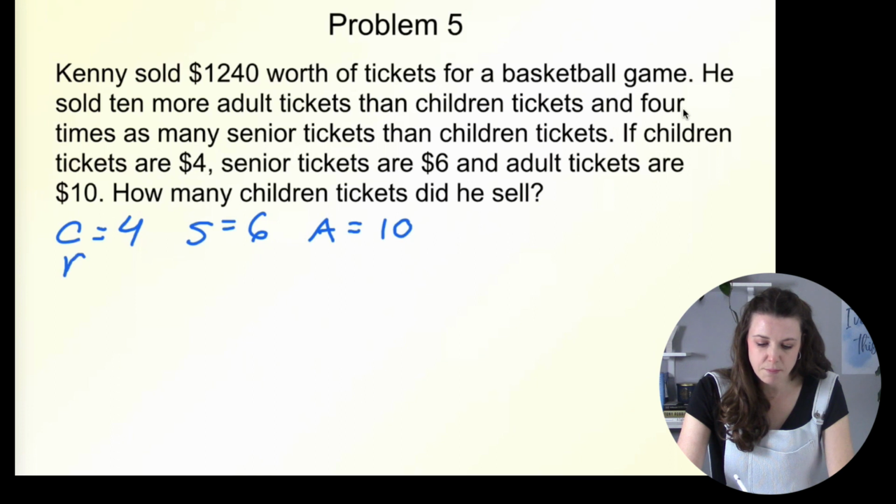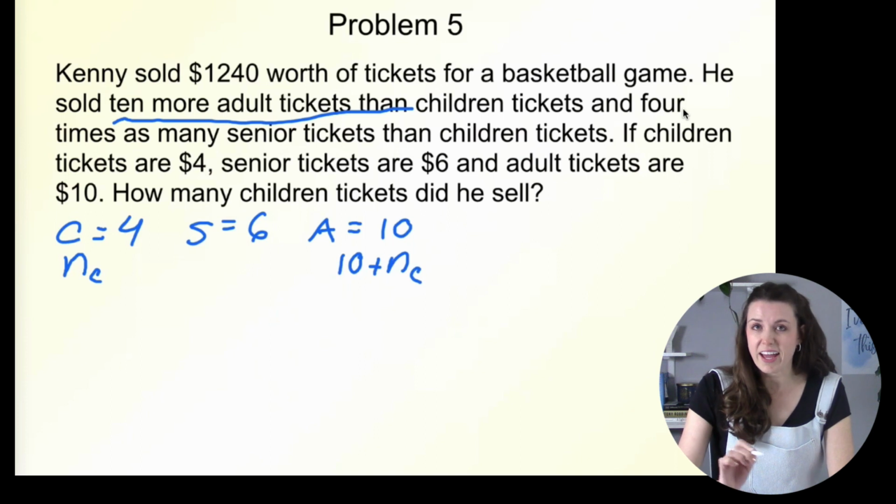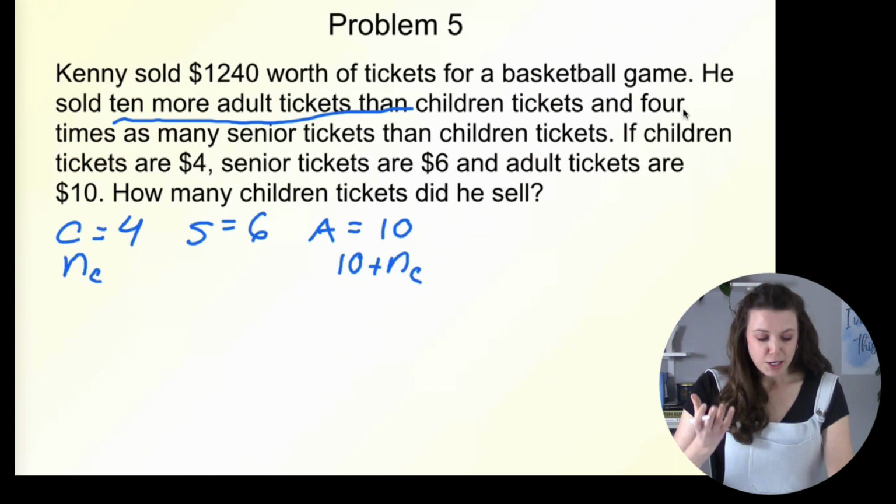So I'm going to say number of children tickets. And then you can see here it said sold 10 more adult tickets than children's tickets. So we're going to go over here by adult tickets. And we're going to say the adult tickets is 10 plus the number of children tickets, okay? So that NC is simply just a notation. A notation is our friend.